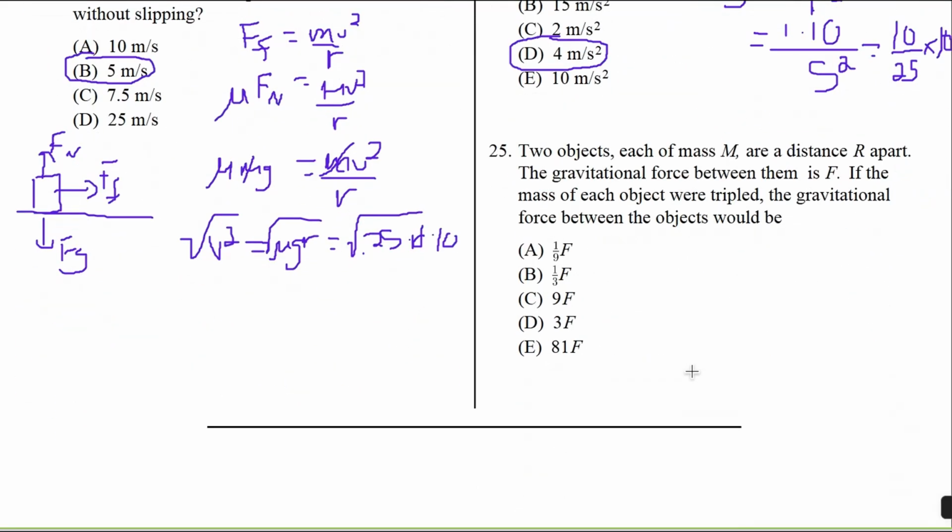We have two objects. Each has a mass m and distance r, and the mass of each object is tripled. What happens to the gravitational force? Despite this being an old AP question, this is actually really straightforward. Because the mass is being tripled, but nothing else changes, 3 times 3 over 1 squared is 9. So it's 9 times the original force, which is C.